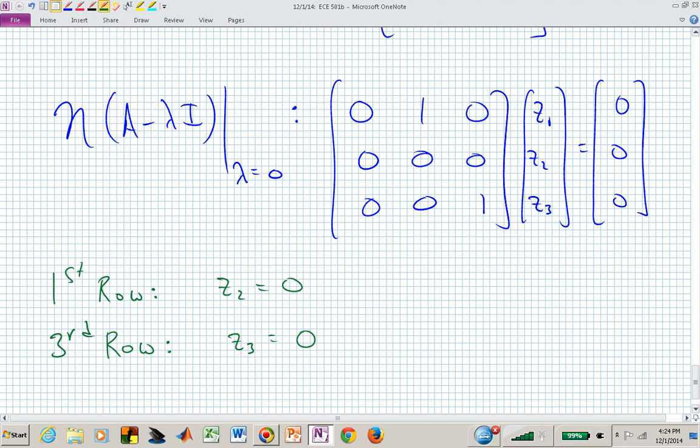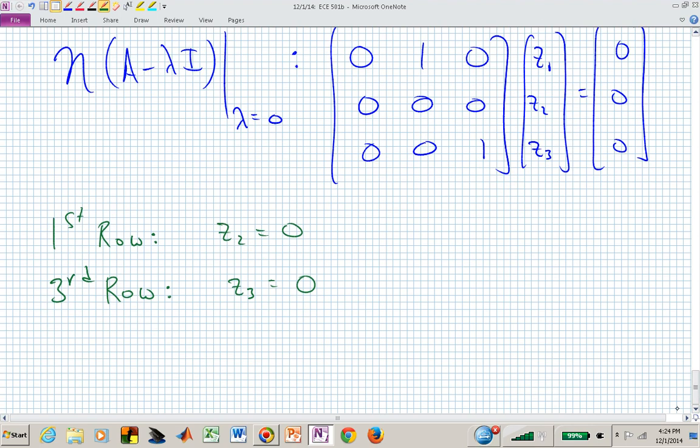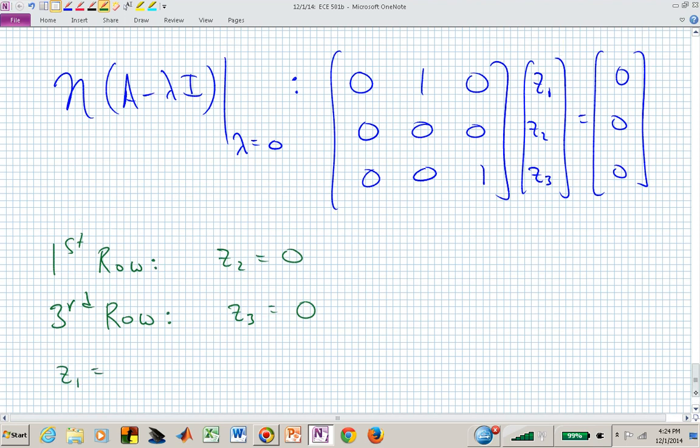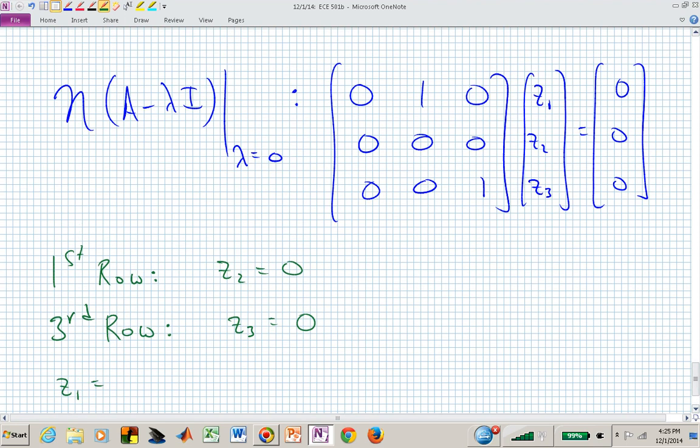It doesn't give us anything, but what do we know about Z sub 1? In order for this matrix A times Z to equal 0, what does Z1 have to be? It can be anything, can't it? No matter what Z1 is, it's not going to influence anything, it's always going to map to the origin.